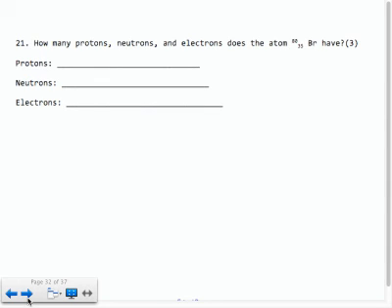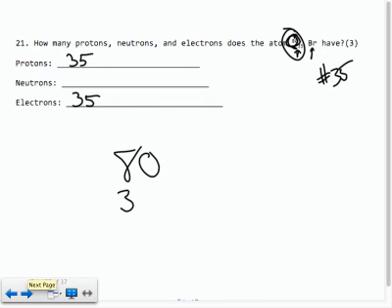How many protons, neutrons, and electrons does the atom 80/35 Br, that's bromine, have? Well, you need to remember, first of all, you could do this one of 2 ways. You could look up bromine on the periodic table and see that it's atomic number 35. Or you could remember that the number on the bottom is the atomic number, which is also the number of protons. And since this is a neutral atom, 35 protons means you've got to have 35 electrons to cancel them out. And the number of neutrons is the mass number, which is the number on top, minus the number on the bottom, which is the number of protons. So 80 minus 35 is 45. So there are 45 neutrons in that atom.